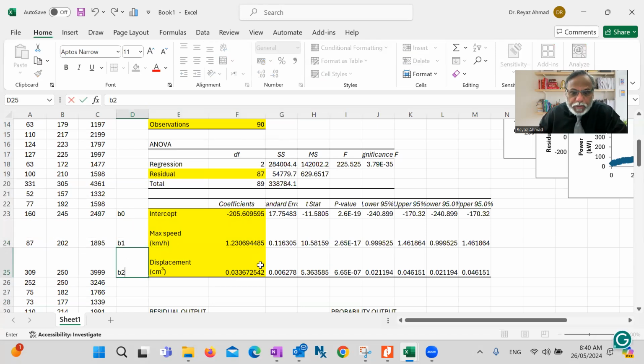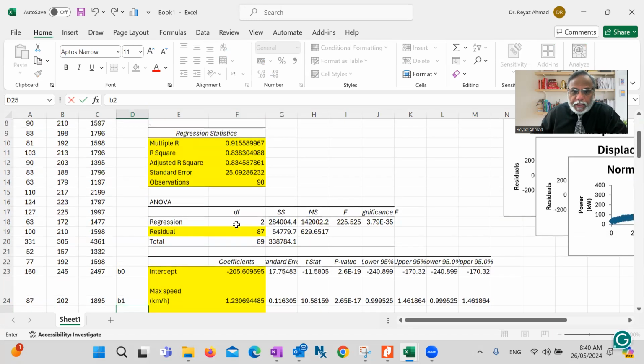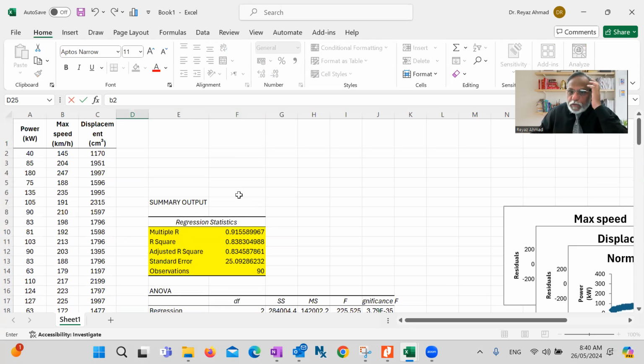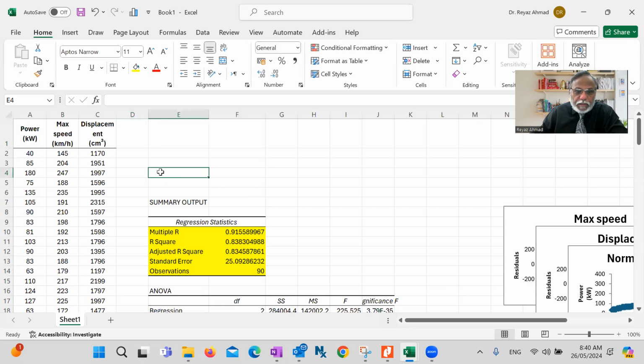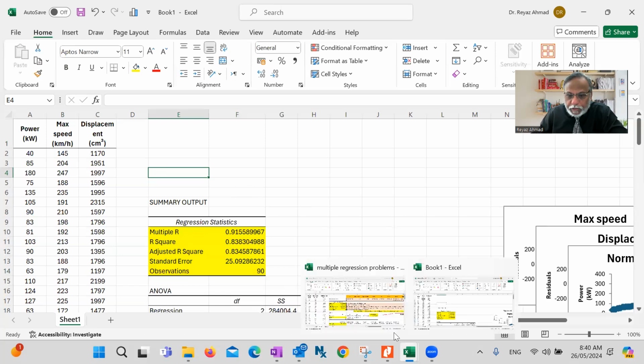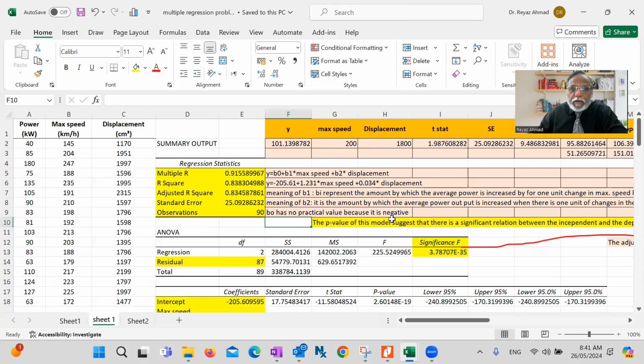Now I'm in a position to write down or answer the question A, which asks me to write down the regression equation. So I will be writing here the general regression equation. I have already shown you here in this sheet. In this sheet, you can see the equations are already here. To save the time, I will just try to copy this over here.